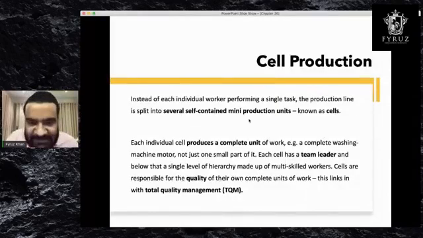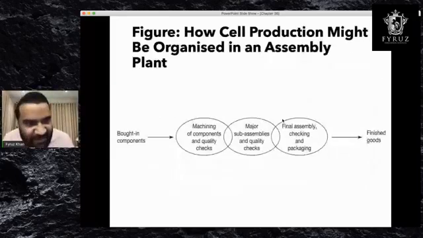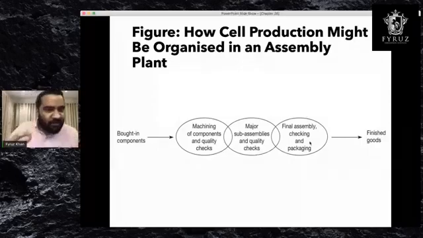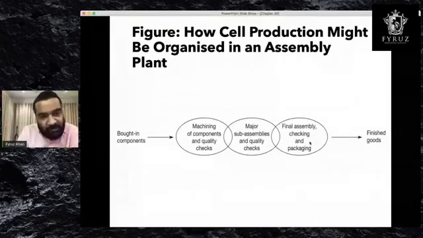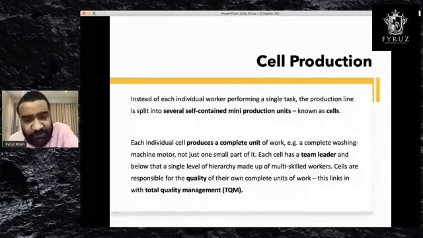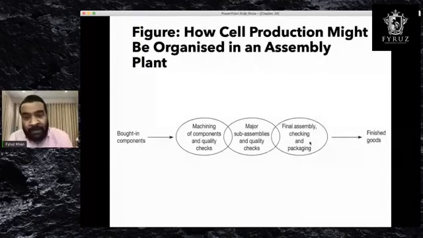It contains self-contained mini production units known as cells. So this is one cell. This is the other cell. This is the third cell. Each cell will specialize in something, like making screens, making microchips, making buttons, right? They make that part completely, and each cell may have a supervisor or a team leader, right?